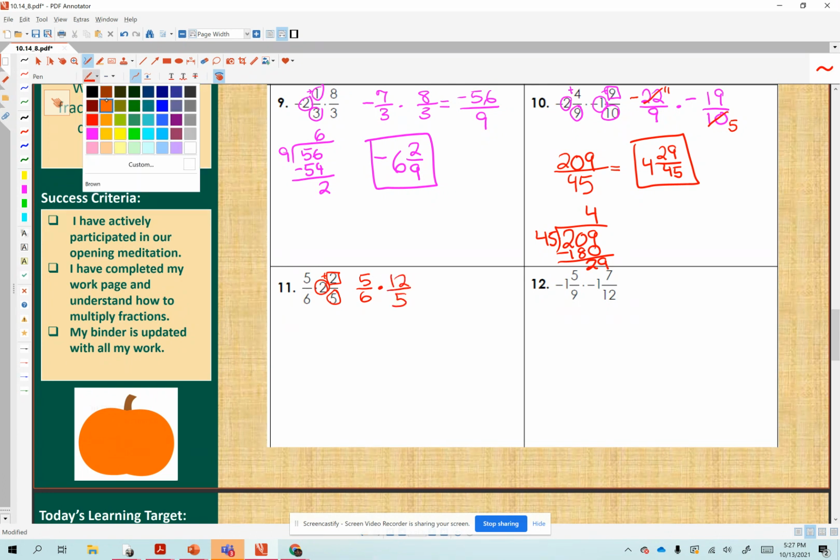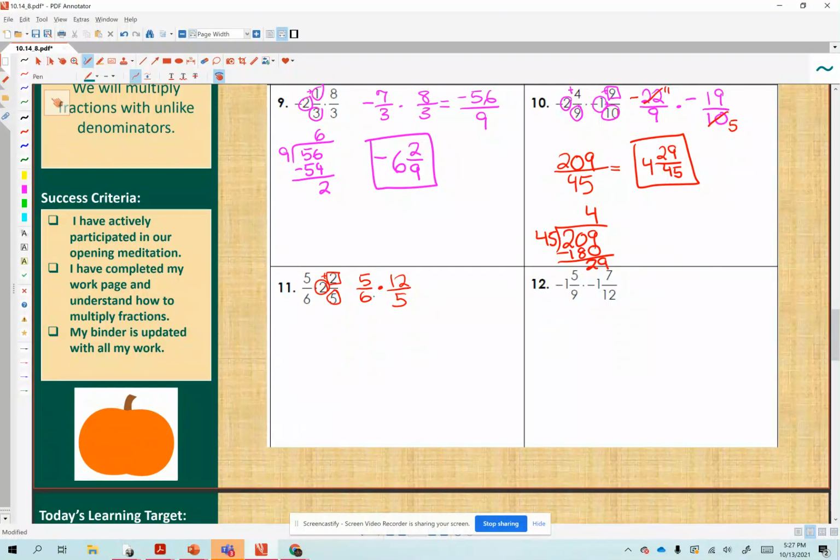And we have lots of opportunities for simplifying on the diagonal. So we have a 6 and we have a 12, and both of those are divisible by 6. So 6 divided by 6 is 1, 12 divided by 6 is 2. And then we have 5 divided by 5 is 1 in both of those locations. So now we multiply across. 2 times 1 is 2, 1 times 1 is 1. And the simplified version of 2 over 1 is just simply 2.